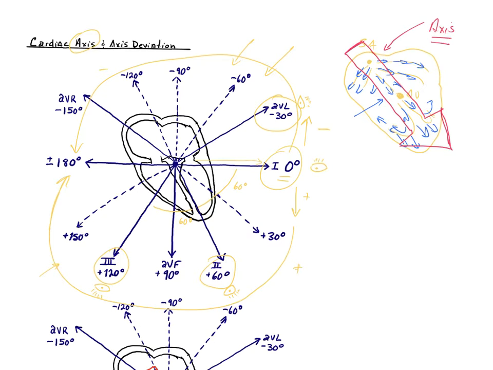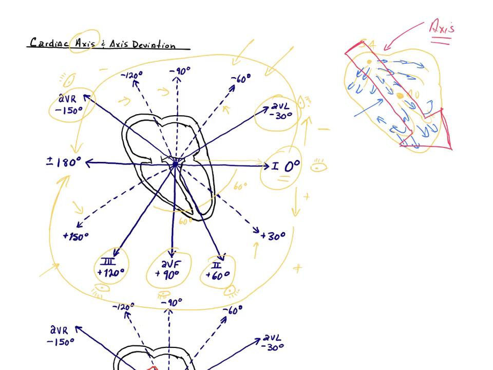So let's talk about AVF, augmented vector foot, looks right here at positive 90 degrees. And then AVR is way over here. The eyeball is way over here on the right shoulder, so it's looking at negative 150 degrees. You guys good with that? And then, for the sake of completeness, I put in a positive 30, positive 150, a negative 120, a negative 90, and a negative 60. So these are the angles that the leads are looking at. You guys good with that?